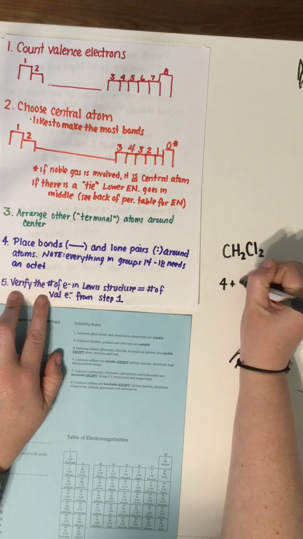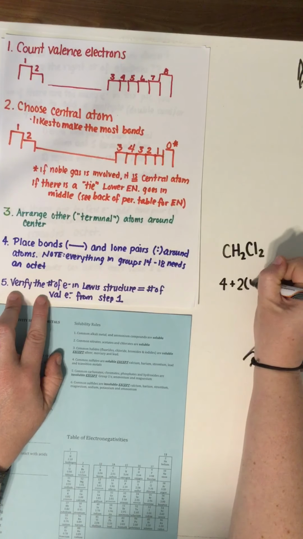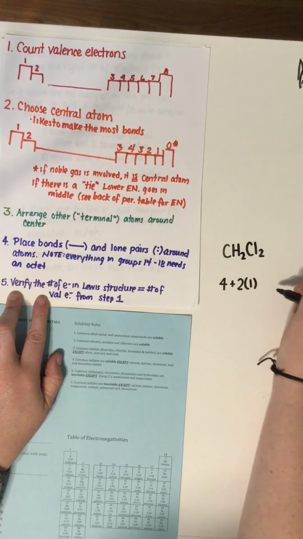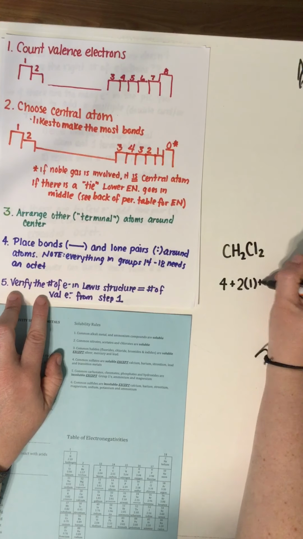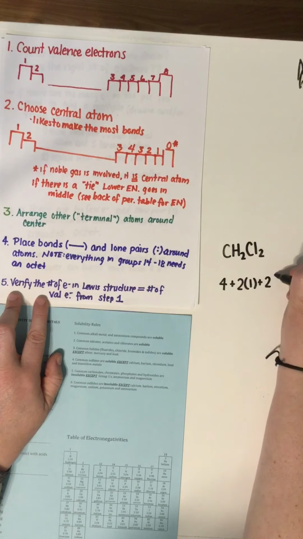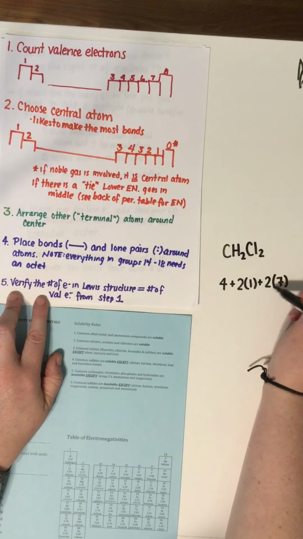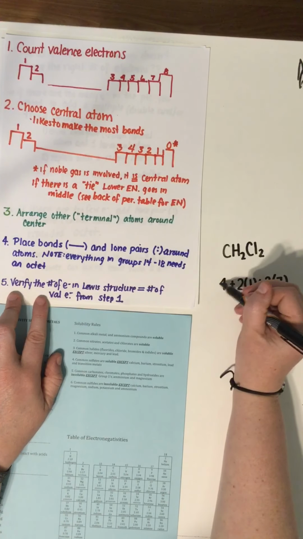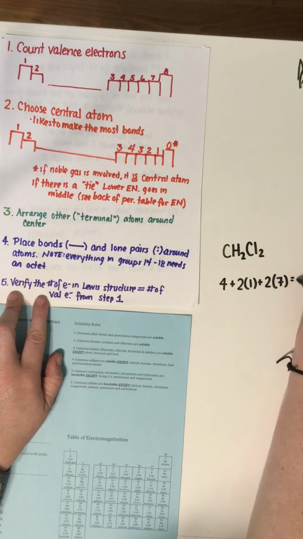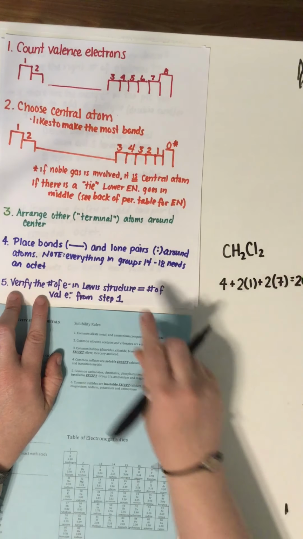4 plus 2 times 1, because there's 2 hydrogens, each of them having 1 valence electron, plus 2 times 7. There's 2 chlorines, each of them has 7 valence electrons. So that's 14, 15, 16, 17, 18, 19, 20. Total of 20 valence electrons.